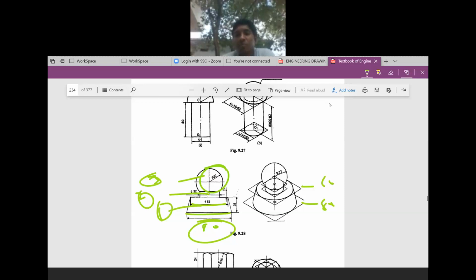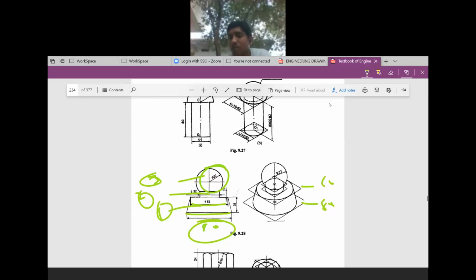We'll ask the question like this: a sphere of a radius 22 mm is resting on a cylindrical plate of 32 mm diameter and thickness 10 mm, which is resting on a frustum of a cone of top diameter 63 and bottom diameter 80 mm and height 25 mm. Draw the isometric projection of the given diagram.